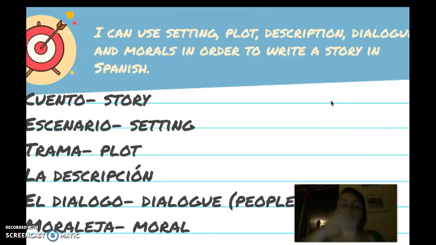Here's our sub-target for writing a story. I can use setting, plot, description, dialogue, and morals in order to write a story in Spanish. Here's some vocab for us: el cuento, el escenario, la trama, la descripción, el diálogo, moraleja. Here's something interesting to note.